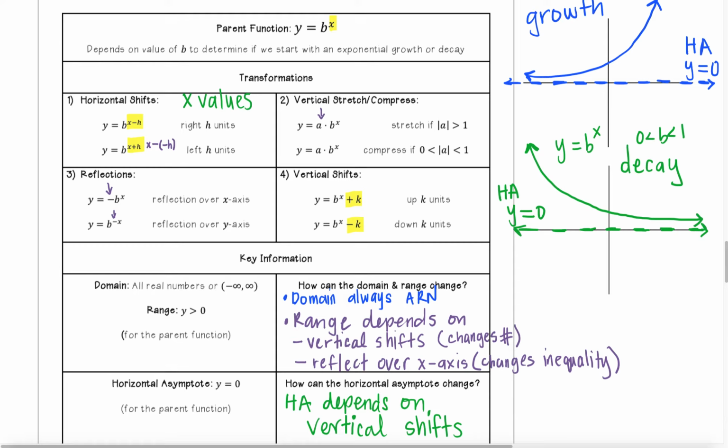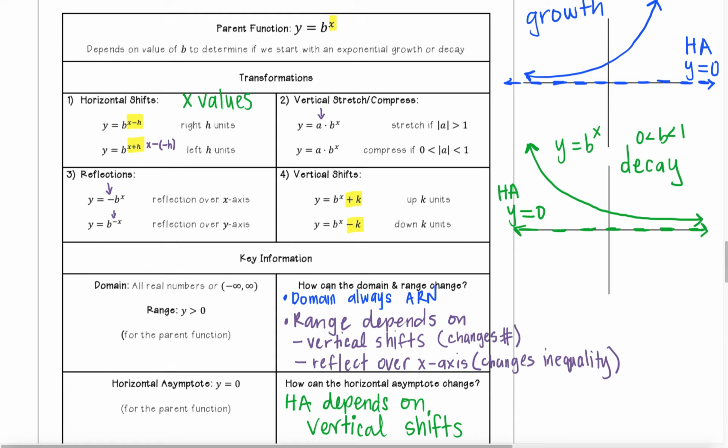So let's start with our first problem here. We have y equals 4 times 5 to the x power. And we want to start by identifying our parent function. Our parent function, remember, is just that b to the x. So why don't you guys pause the video here and identify what the parent function will be.